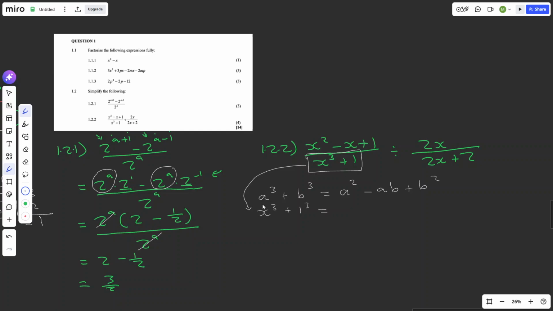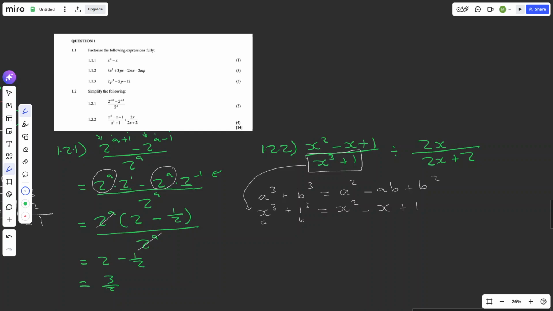And this can be written as what? x squared minus ab is basically the coefficient here, right? So it's 1 times x, because this here is a and this here is b. So that will be minus x. And then lastly, b squared is 1. And that is basically how you break this up.